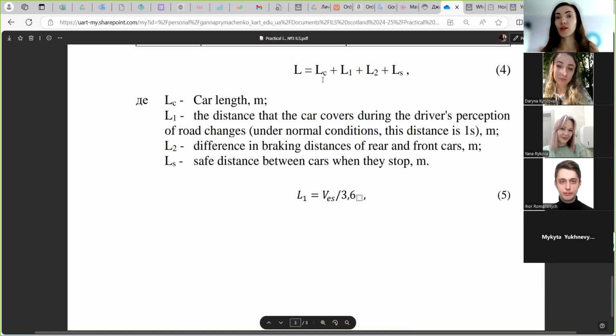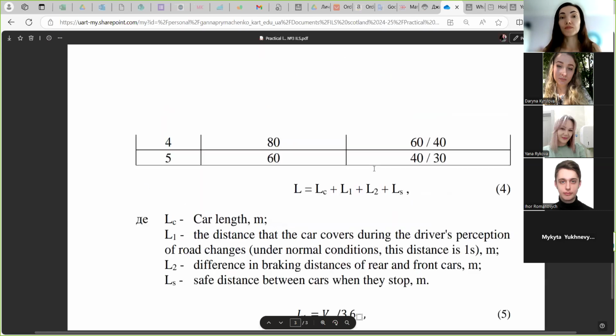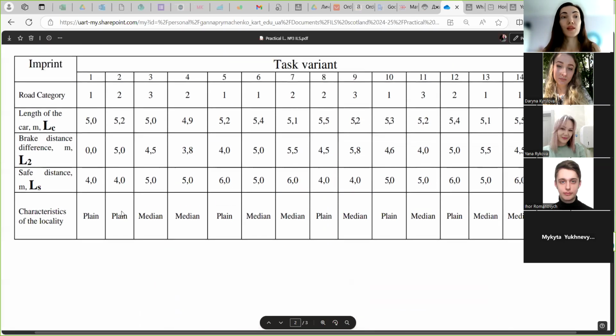Please write it means here. Add L with index 1 the result. And plus L with index 2. What it means? We can look at here. It is difference in braking distance of rear and front cars, also in meters. We can find L with index 2 in our table. Find it here. It is brake distance difference, L with index 2.